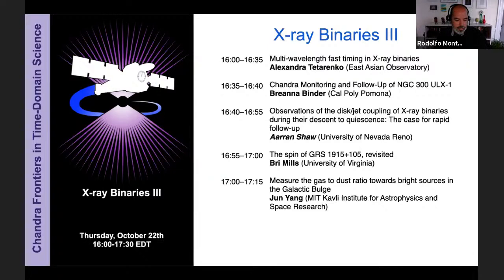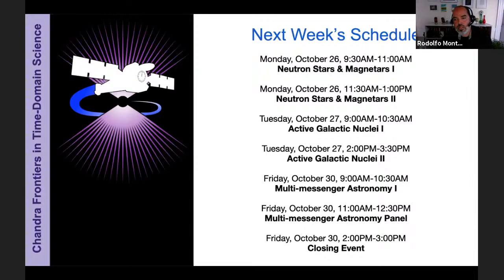And I want to point out next week's schedule. It starts on Monday at 9:30 a.m. for the neutron stars and magnetars session, followed by another one at 11:30. And then on Tuesday, we have two sessions on active galactic nuclei, starting at 9 a.m. and one at 2 p.m. And then Friday is the last day of our month-long workshop, and it's on multi-messenger astronomy, featuring talks and a panel. And then we have a closing event given by John Miller and folks from the Chandra Director's Office.